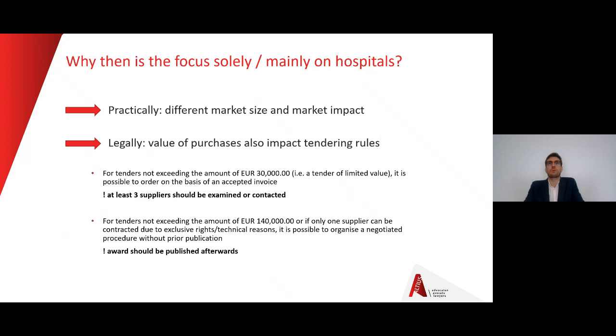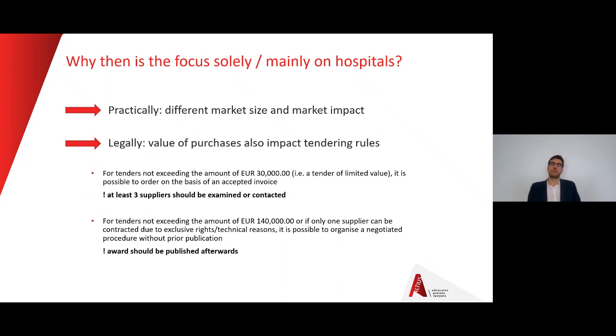Why then is the focus of these types of seminars as today always on hospitals? Well, of course, because from a practical perspective, there's a difference in market size and market impact. GPs and other types of HCPs will have less of an impact than a hospital procuring a number of products. Legally also because the value of purchases also impacts tendering rules.